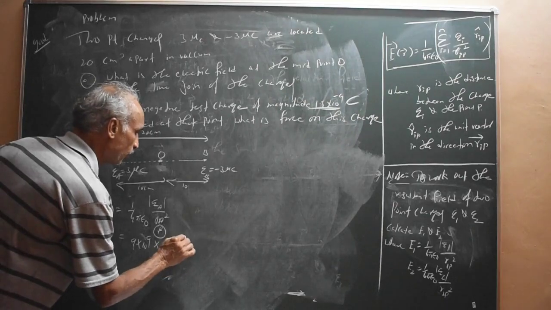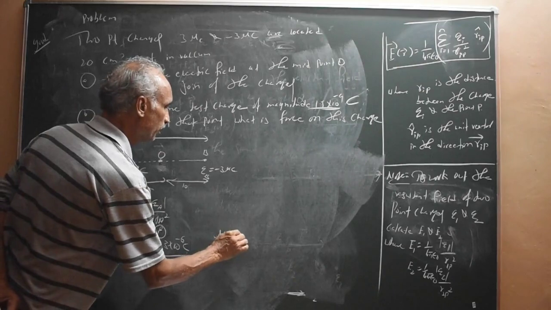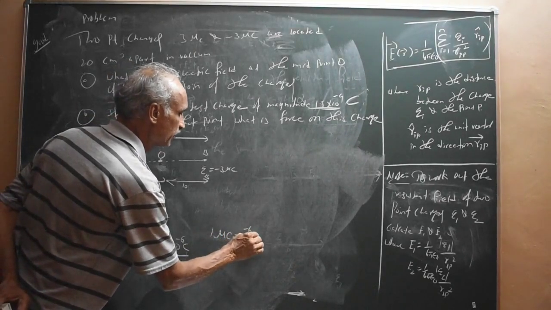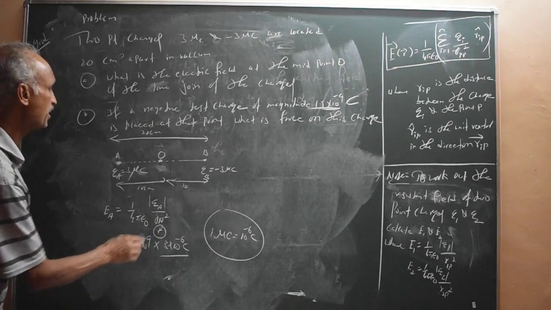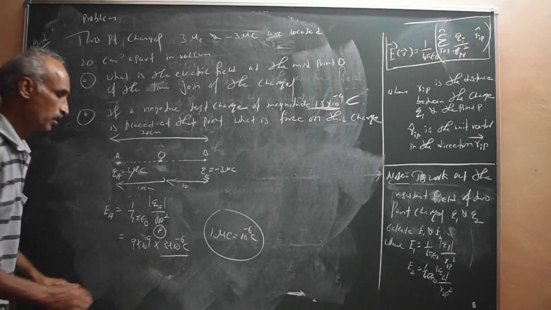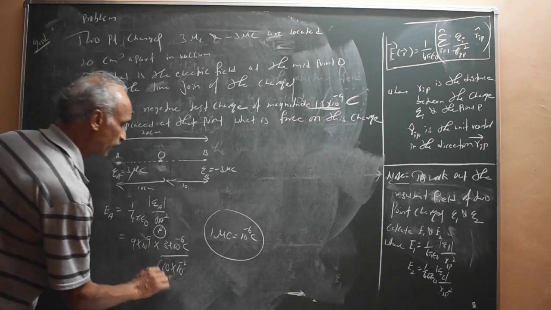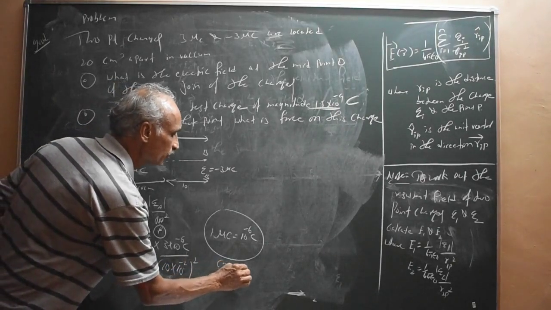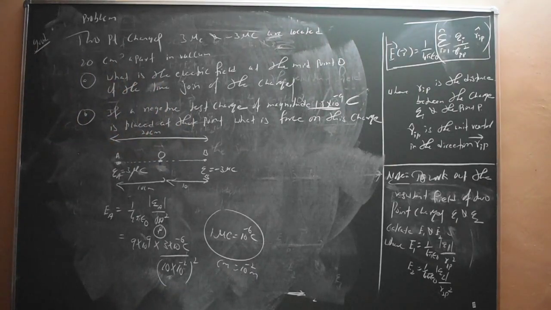Microcoulomb is 10 to the power of minus 6 coulomb, upon OA. OA is 10 centimeter. Centimeter is equal to 10 to the power of minus 2 meters. So OA is 10 centimeter, converted to meter, that is 10 to the power of minus 2, the whole square.